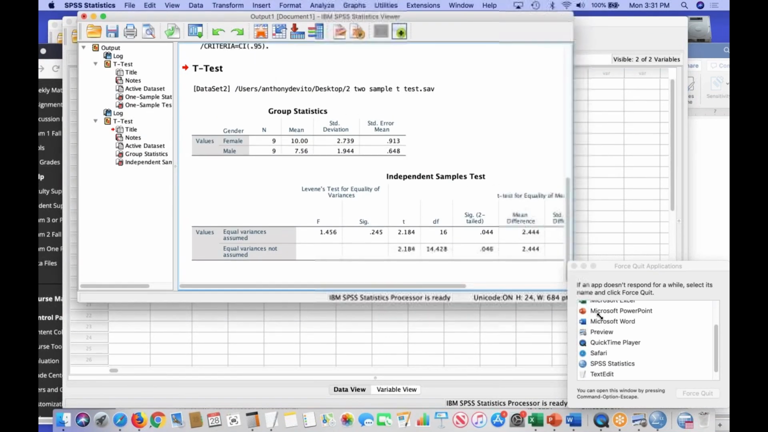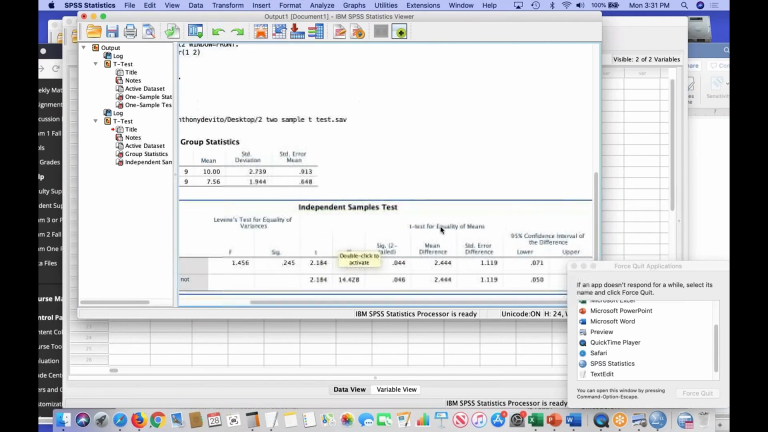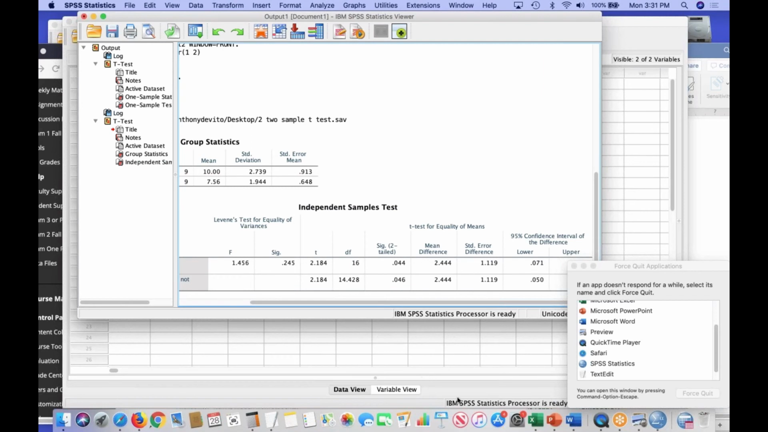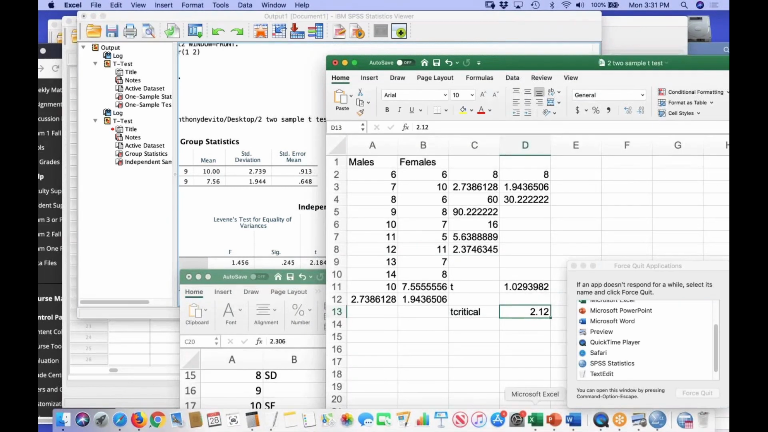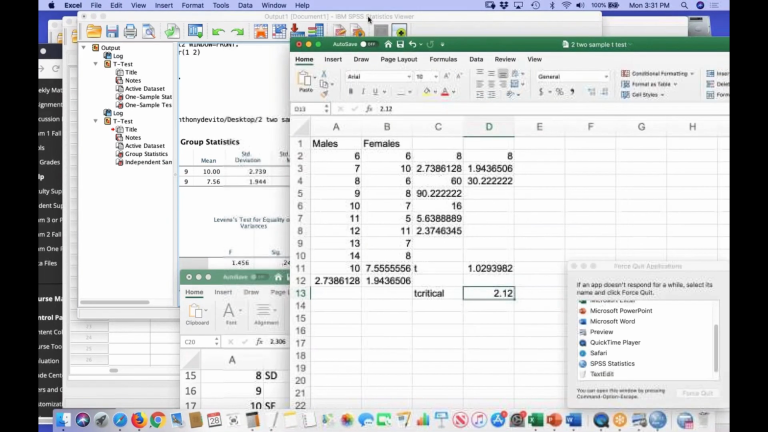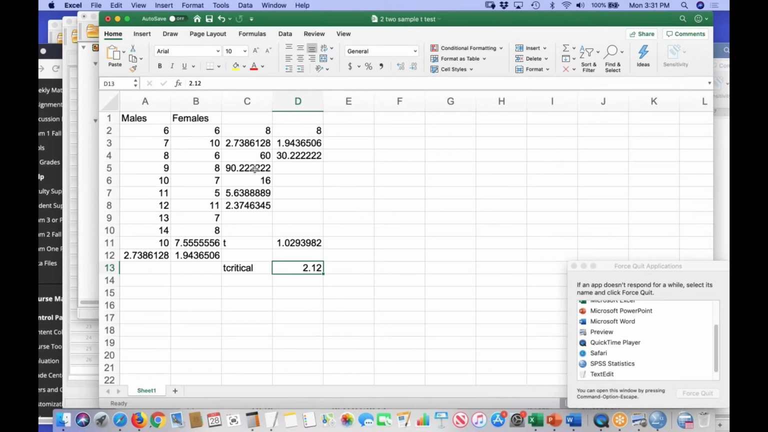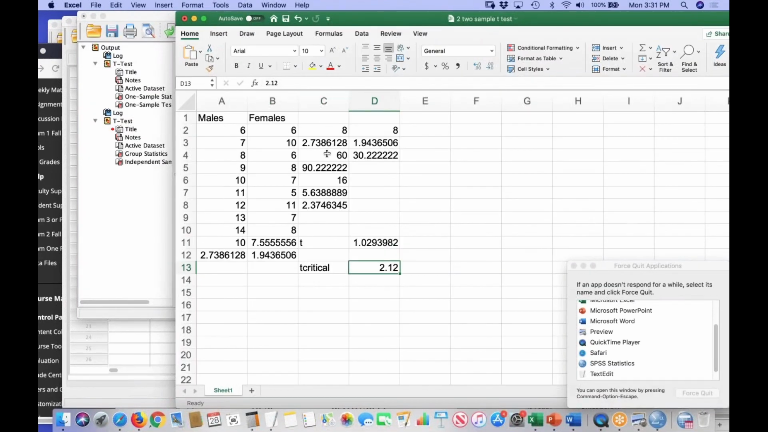So let's see what we wind up with. And I must have made a mistake on the Excel. Let me go back to this. Let's try this again. Okay, divided by 16 is this. It's 2.37. Where did I make a mistake here?